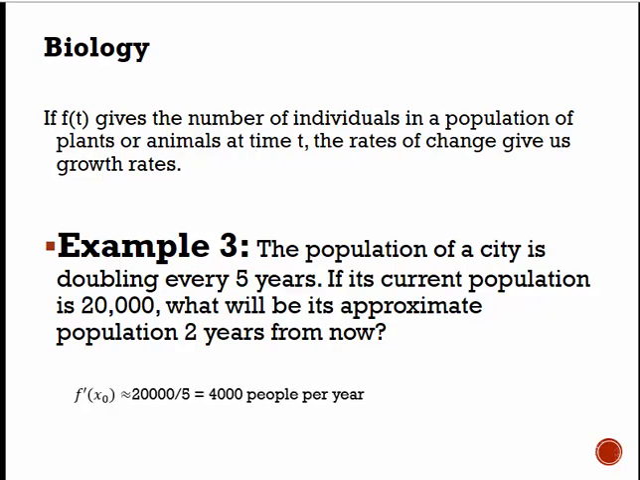So the derivative there, we can approximate the derivative at the current time to be 20,000 divided by 5. It's going to double, increase by 20,000 people over the next 5 years. So that's an average of 4,000 people per year. So we'll use that to estimate the derivative at the current time, which I'm calling x sub 0. And then we just apply that over a 2-year period. The population at 2 years from now would be the population it is now plus a rate of change times 2. So you wind up with an additional 8,000 people.